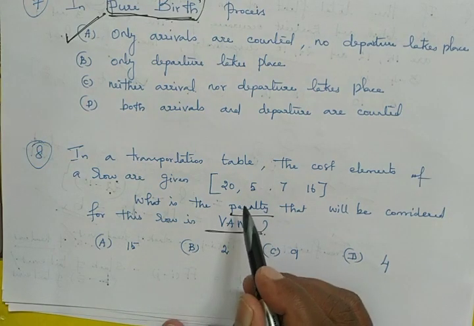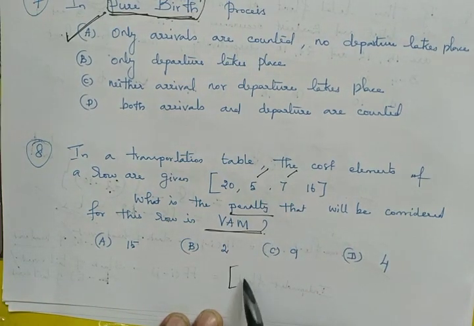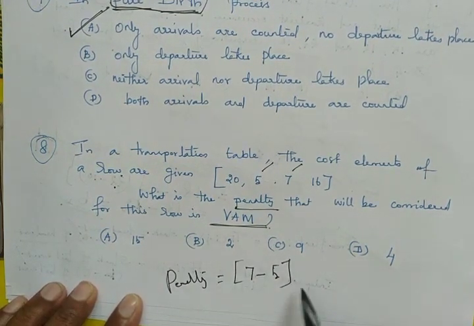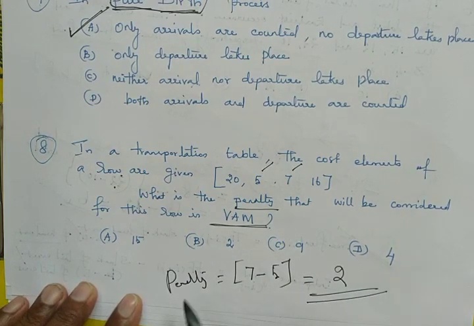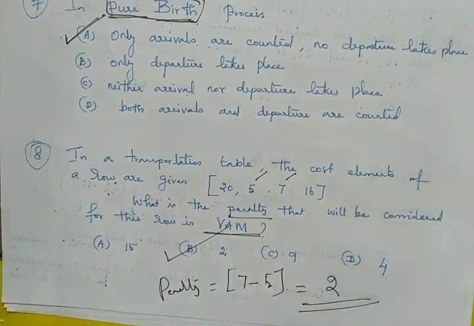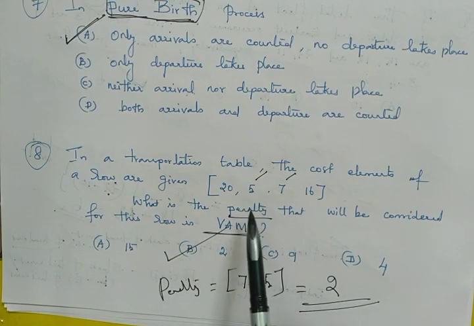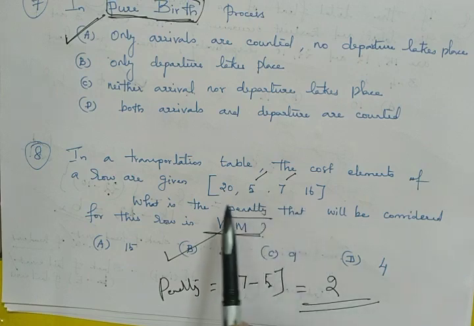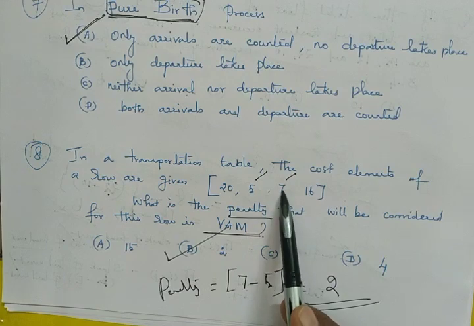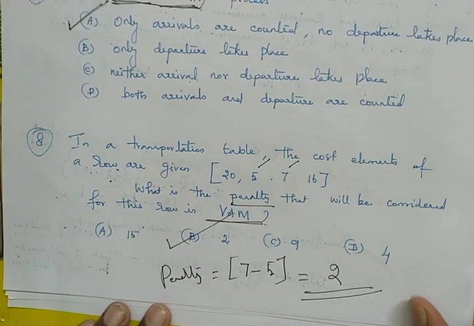The first minimum is 5 and the next minimum is 7. Therefore the penalty is 7 minus 5, which is 2. Option B is the right answer. Penalty means the difference between the first and the next, second minus first. In this row, 20, 5, 7, 16, these are the four costs given. The first minimum cost is 5 and the second minimum cost is 7. 7 minus 5, so the penalty is 2. Option B is the right answer for the given problem.